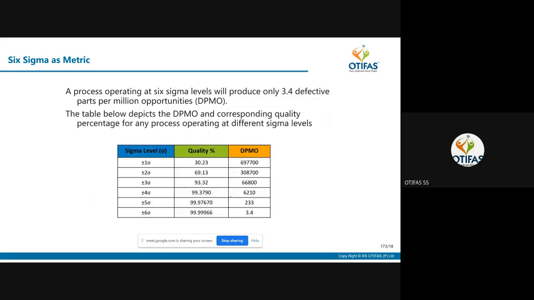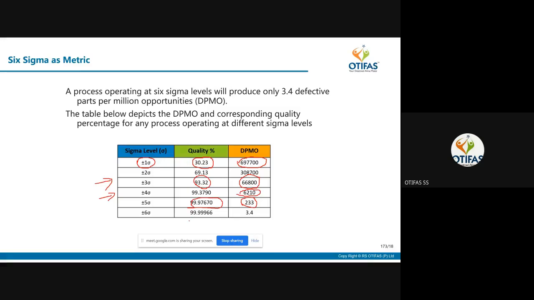So let us understand that. See, if a process is operating at 1 sigma, your average accuracy is 30.23%, and you are going to produce almost 6.97 lakhs of defects per million. Normally a process operates between 3 sigma to 4 sigma. Earlier it used to be 3 sigma, but nowadays people are operating even at 4 sigma. If it is 3 sigma, your accuracy is 93.32 and your DPMO is around 66,800. If you are operating at 4 sigma capable, your DPMO will be 6210. If you are 5 sigma capable, then your DPMO will be 233 and accuracy 99.6.